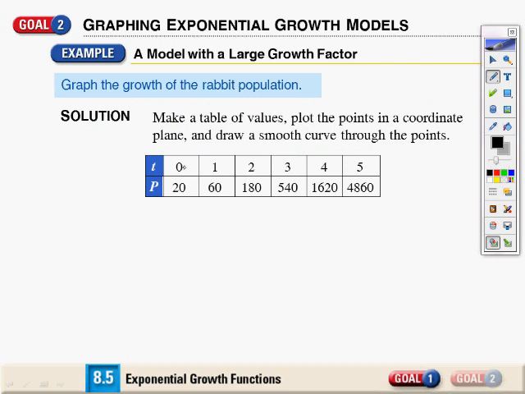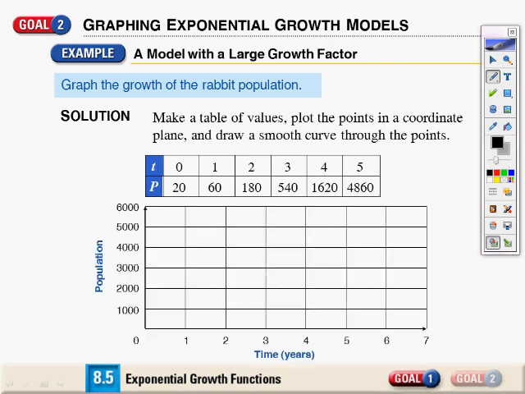We said after our initial value is 20, after 1 year we'd have 60 rabbits, 2 years 180, 3 years 540, and so on and so forth. And we knew after 5 years we'd have 4,860. Now let's watch the graph and what happens on the graph. If you were to graph these points, there's 0, 20, 1, 60, 2, 180. Notice there's not much change right here. Okay, our graph, it almost looks like it could be linear. Not quite, but it almost does.